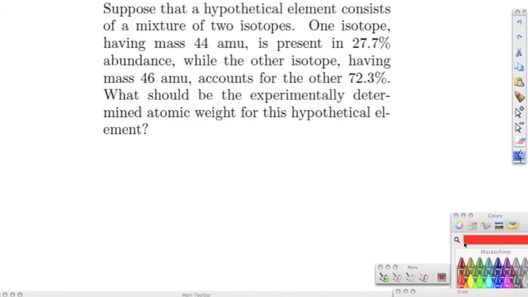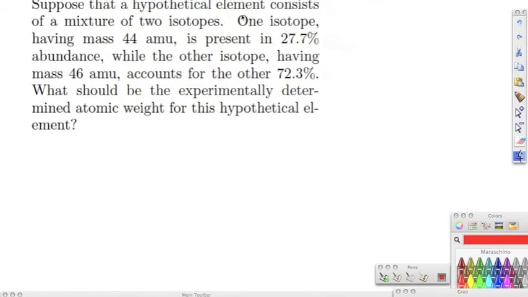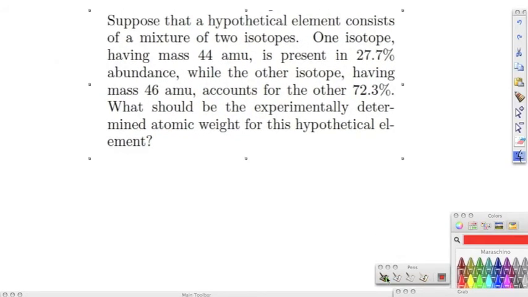All right, guys, working this one out, it says suppose that a hypothetical element consists of a mixture of 2 isotopes. So it tells us that we have 2 isotopes. Okay, and it says that one isotope having the mass of 44 AMUs is present in 27% abundance, while the other, having 46 AMUs, accounts for the other 72.3%. What should be the experimentally determined atomic weight for this hypothetical element?